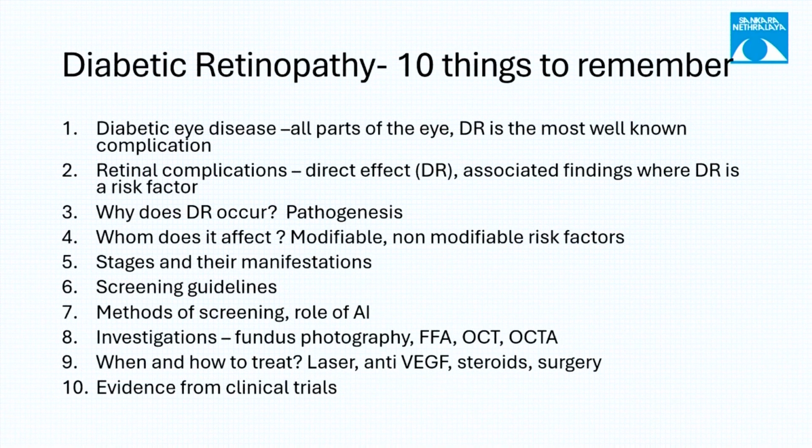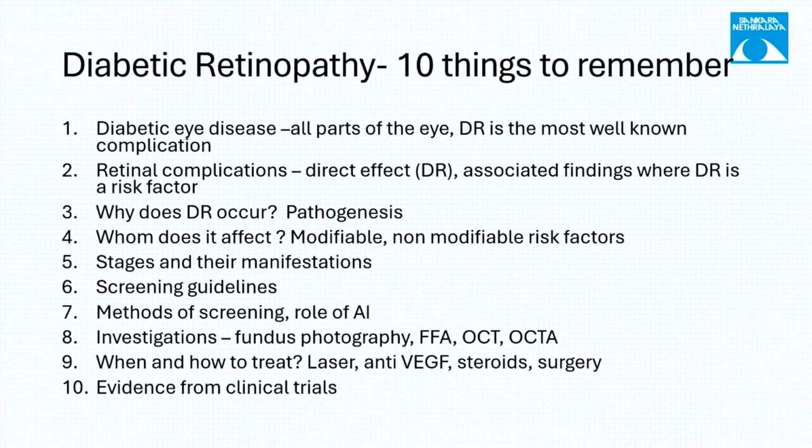So this is my last slide. 10 things you need to remember if you are seeing a patient with diabetic retinopathy. You have to remember it's not just the retina. It could be any part of the eye that is affected. There are various retinal complications, either direct effect or indirect effect. Sometimes you see the fundus and then say, oh, is this patient diabetic? Or if you see a patient who says he is diabetic, but you have changes in only one eye, is it something else? So you need to look at both eyes.